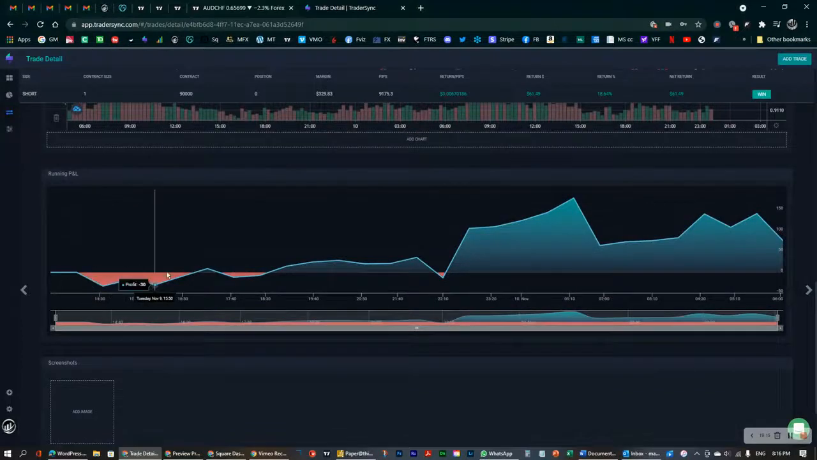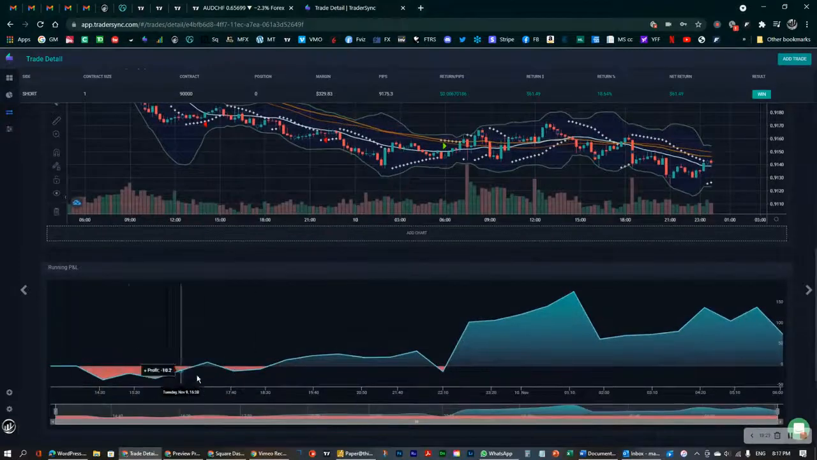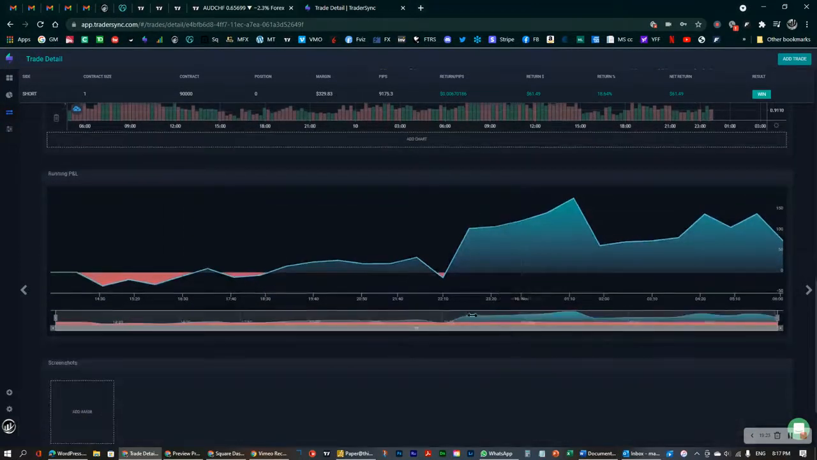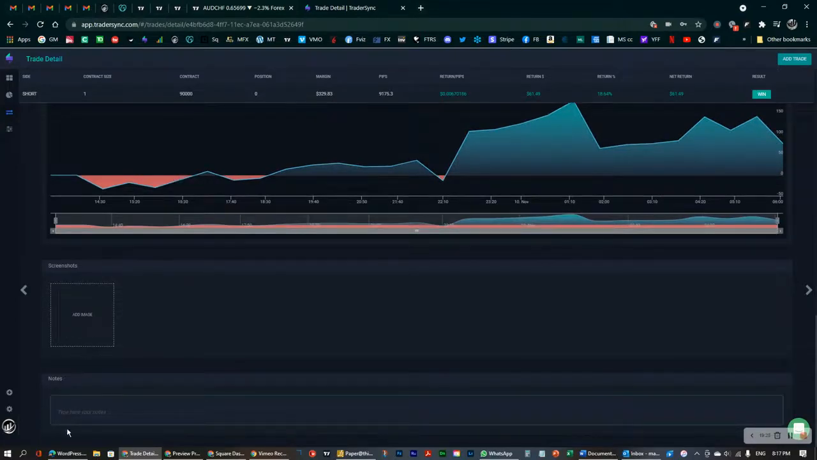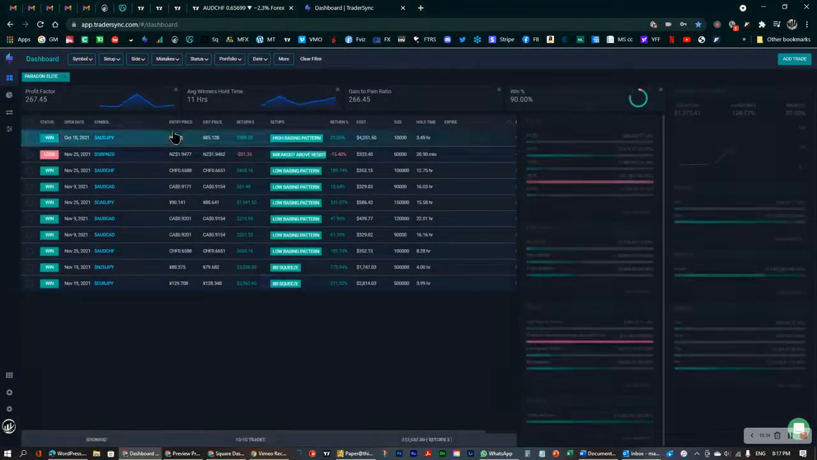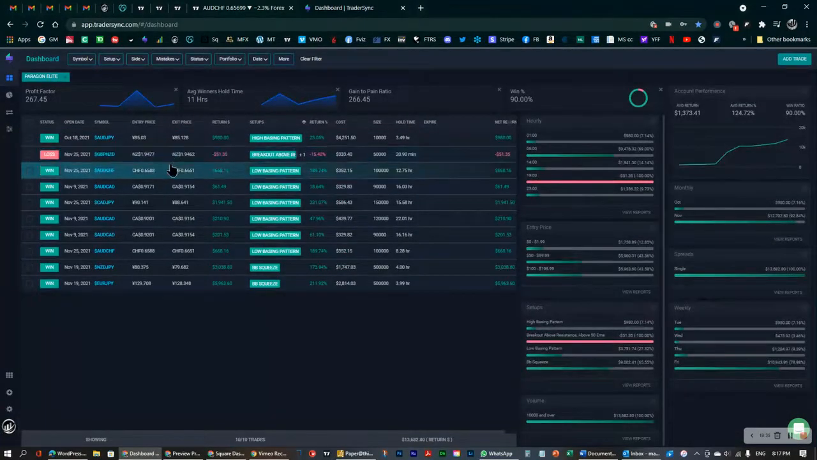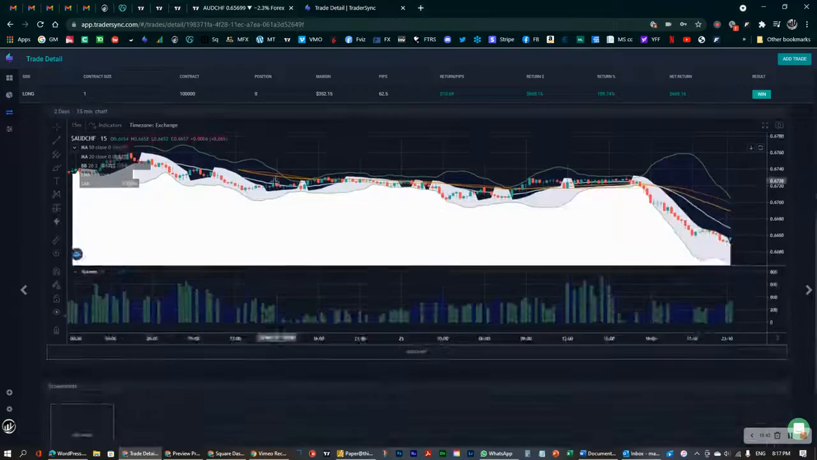Now you can have a running P&L in that. So for that trade, you can see your P&L as time went on. You can add images, you can add notes here. I mean, it's a great journal, but you're done. And now the trade we just did, the Aussie Swiss, we can come in here and the chart is now populated.